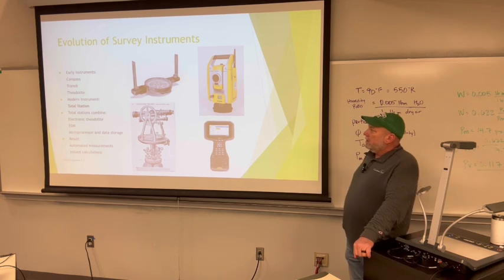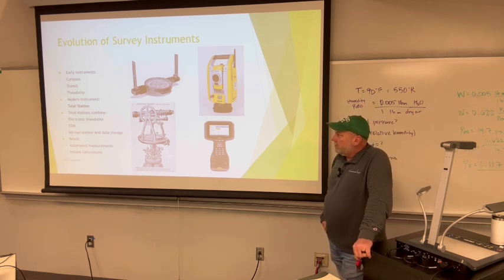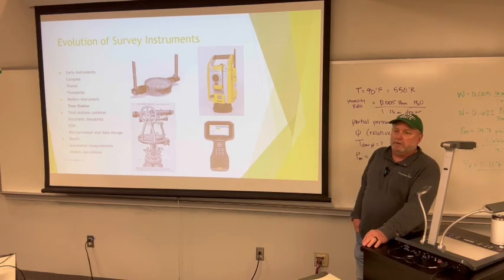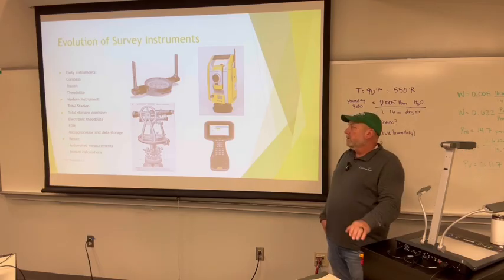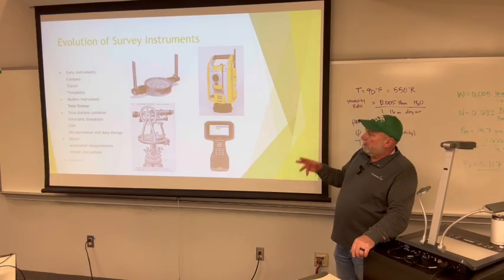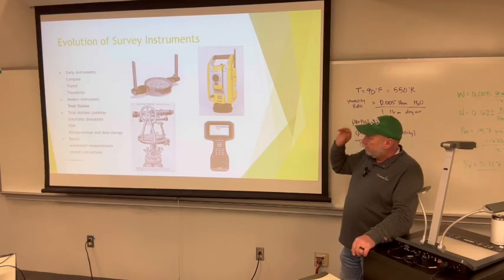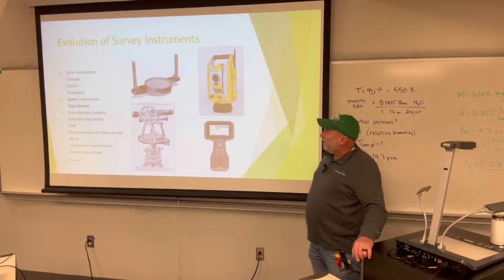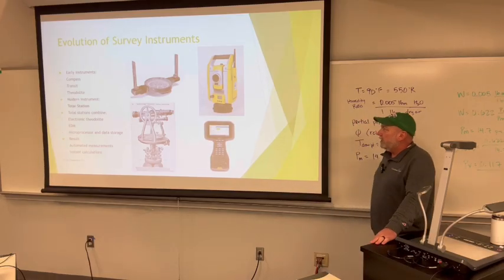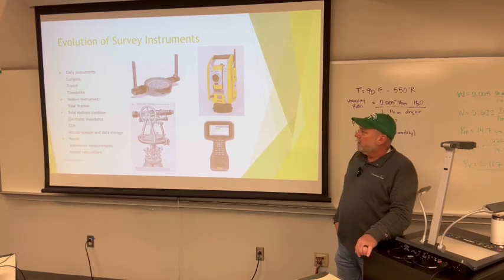Getting into modern instruments, we talk about total stations, which electronically measure angles and can shoot distances and elevations. That's called the EDM, the electronic distance measurement. What I've got here is a picture of what we have here at school, the Trimble S5 robotic total station.